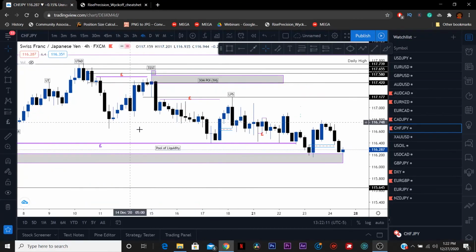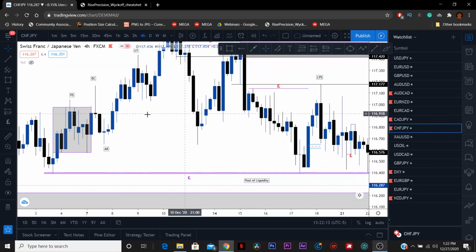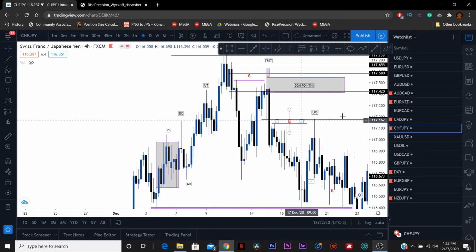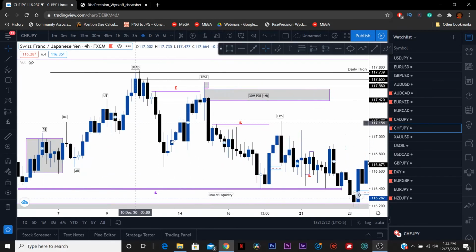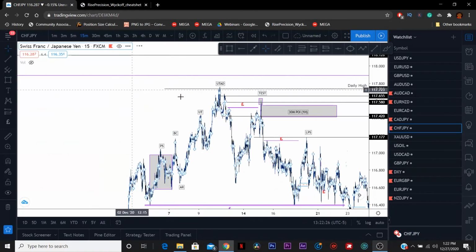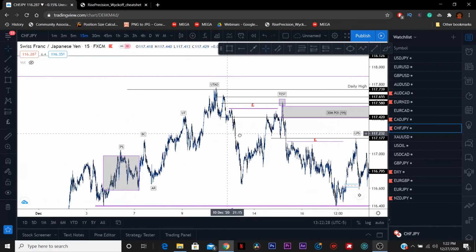Okay, so we're gonna zoom in here because there's another distribution inside of here. The market is fractal, so anything that you see on the higher time frame, you're gonna see on the lower time frame exactly the same. I believe it was on the 15-minute. The UTAD itself had its own distribution.